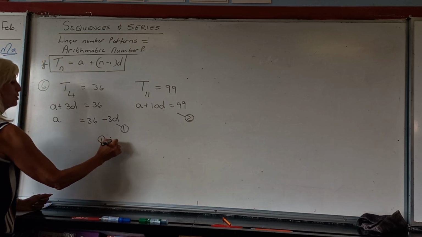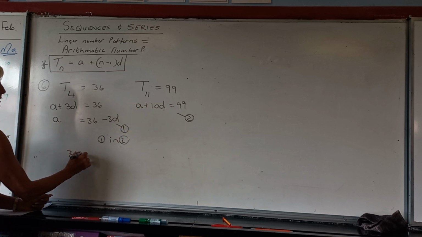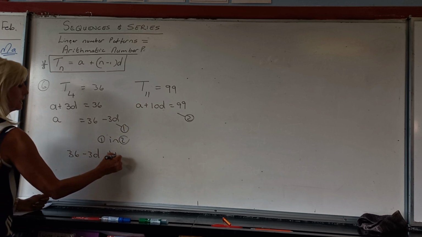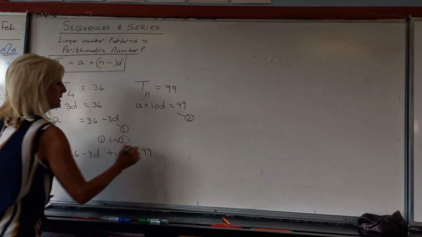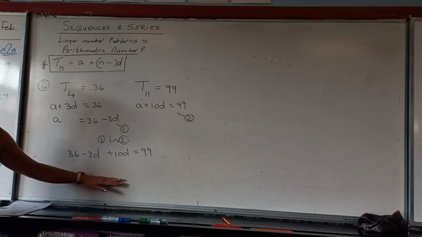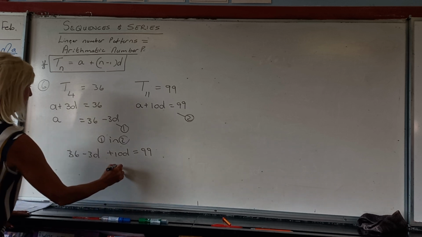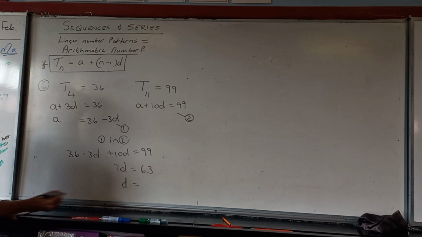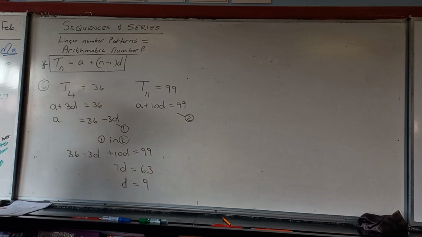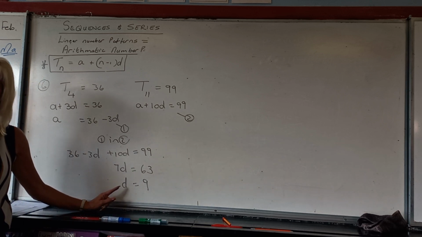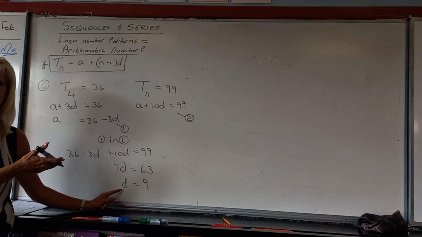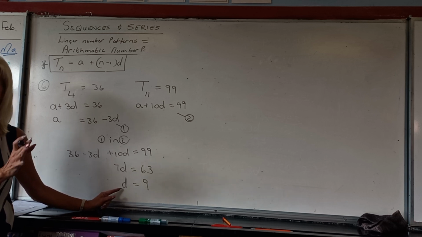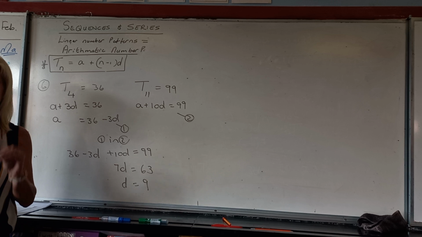I'm going to put 1 into 2, so that my A is substituted with 36 minus 3d, plus 10d equals 99, and this is easy peasy linear equations. Linear equations in linear or arithmetic patterns. So to find the answer, I think it's 63, and D would be 9. Everybody happy on that? Does D have to be a whole number and a positive number? By accident it is, but it doesn't have to be. D was just in the previous sum, -3/4. So there's no problem with that. N has to be positive and has to be a whole number.